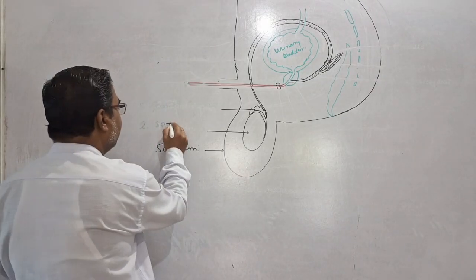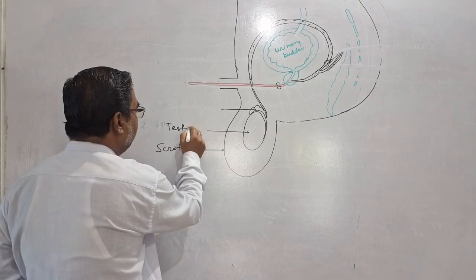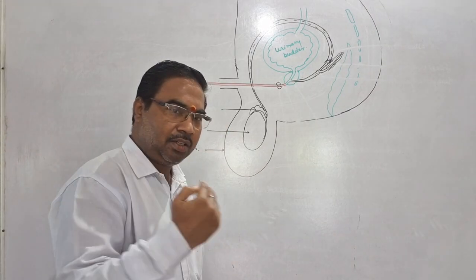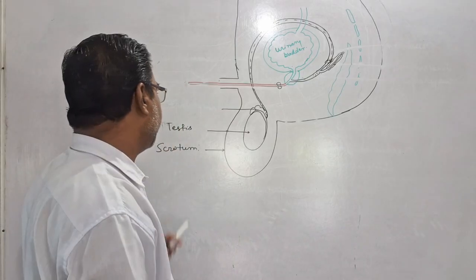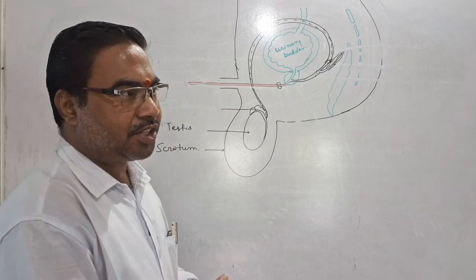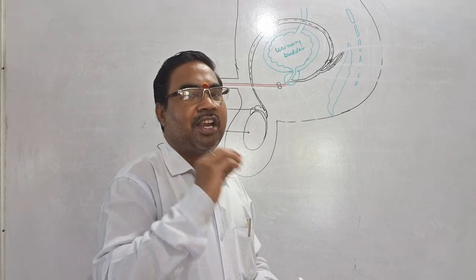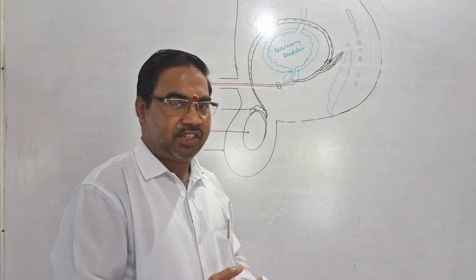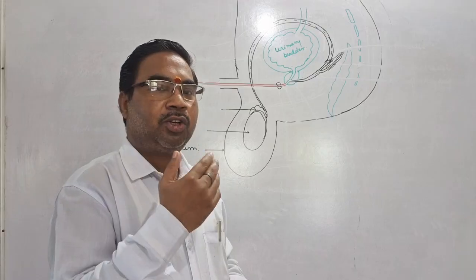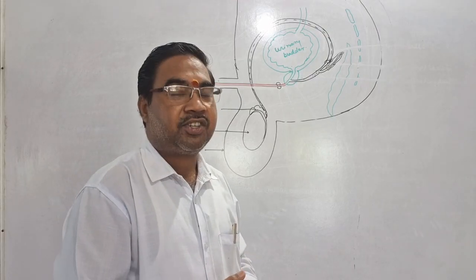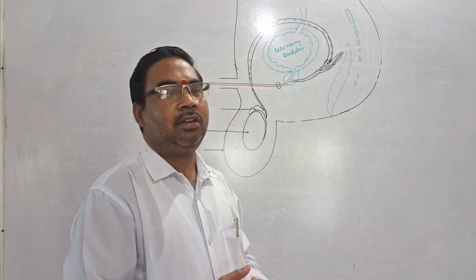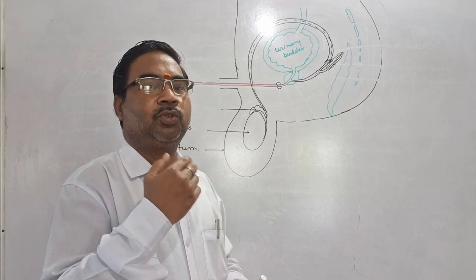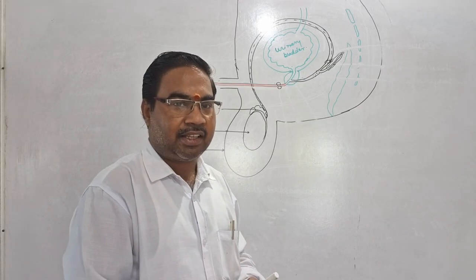The second is the testis. Let's understand the names of the different structures, then I will teach you the path of a sperm's journey. This is the testis. You should remember it is the main site of spermatogenesis. Inside the testis, there are about 250 compartments, and those compartments are called testicular lobules. Inside each compartment, 2 to 3 seminiferous tubules are there.